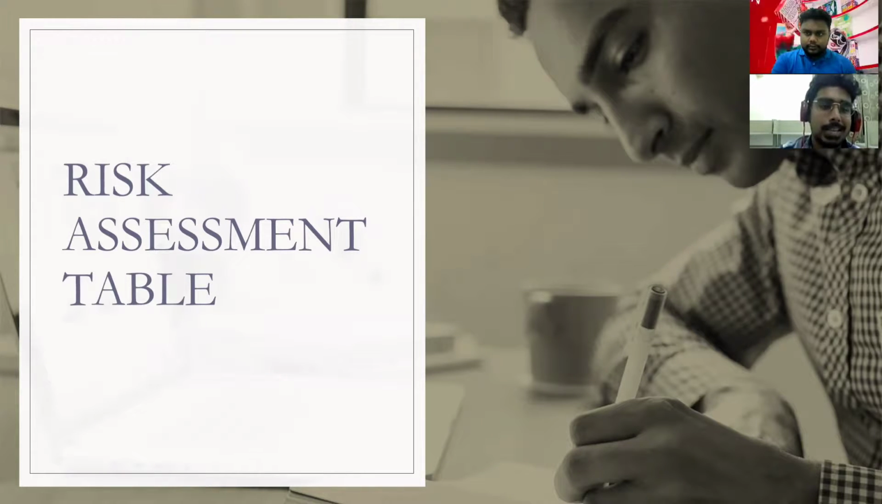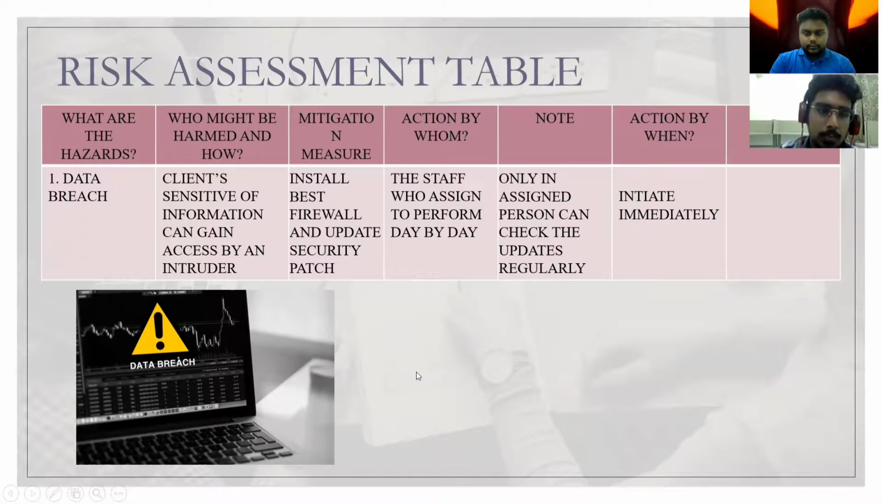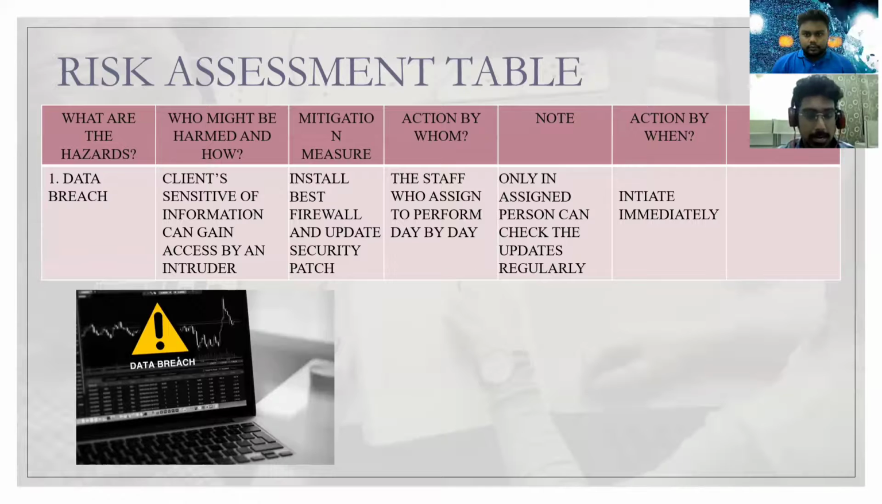Now, let me start with the risk assessment table. For the first hazard, we are choosing data breach. Everybody knows that data breach is a common hazard that happens in every company. If a data breach happens, the clients and the employees will be harmed first, because sensitive client information can be accessed by an intruder. If the intruder gets access, the client can be in danger, and not only the client, the employee also will be in danger.